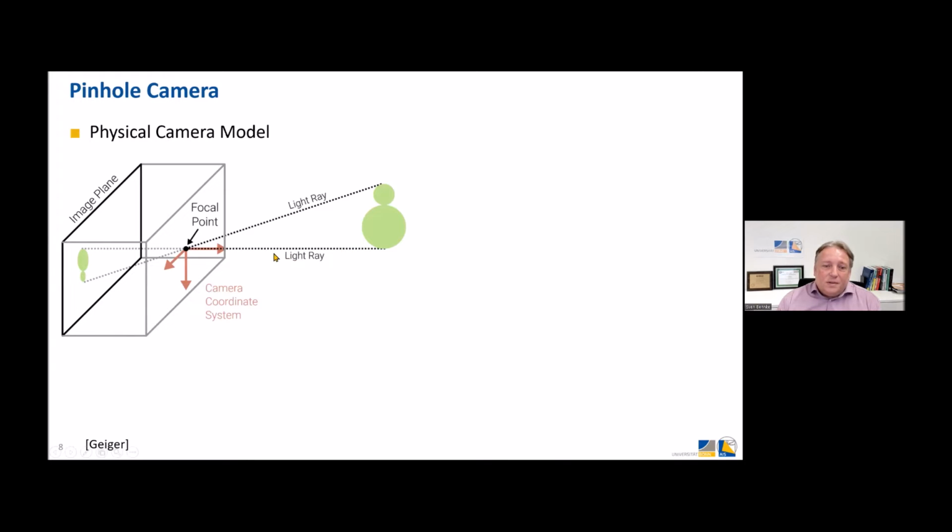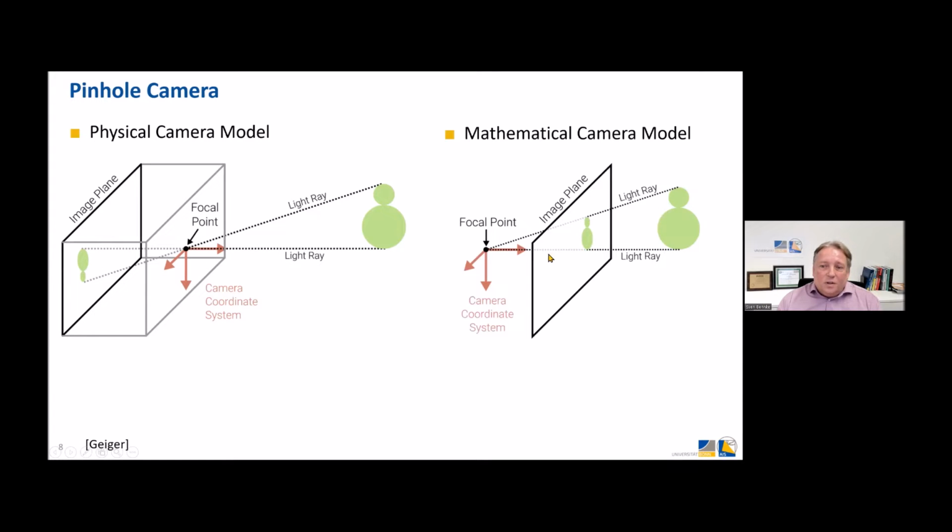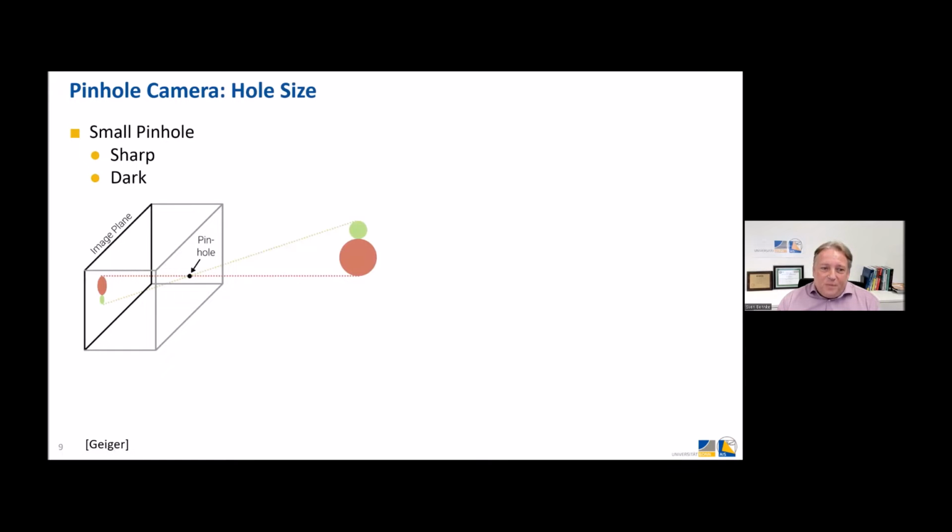And the simplest camera that we can build is just a little hole and the screen behind that, so that we get an image of the world, which is upside down. And of course, we can model the image plane in front of the focal point, so that it's in the proper direction, and both models are equivalent.